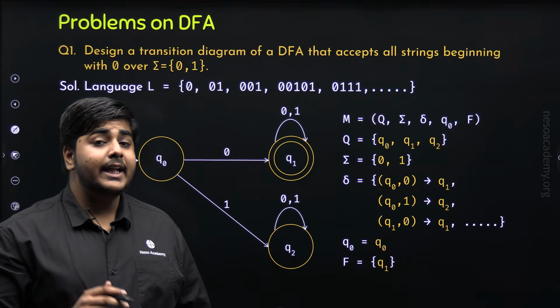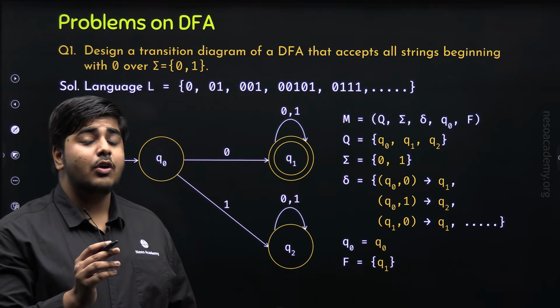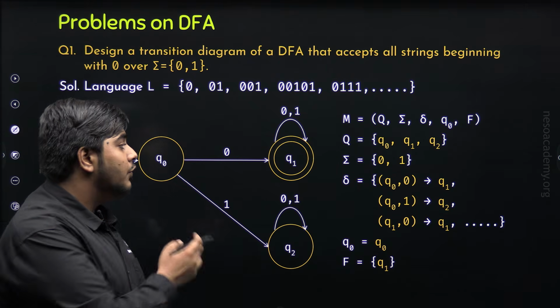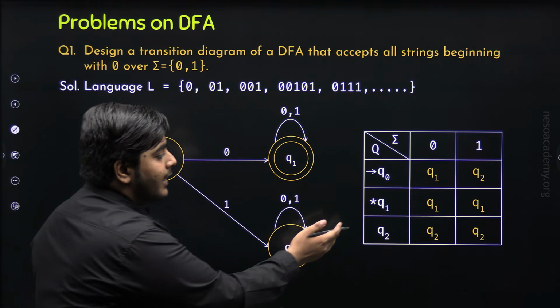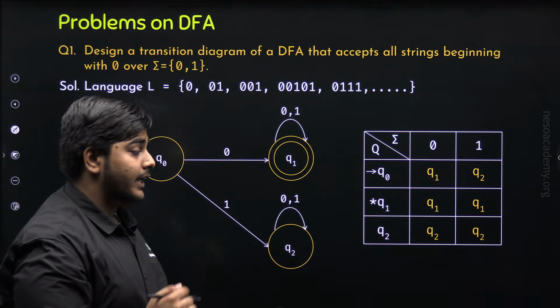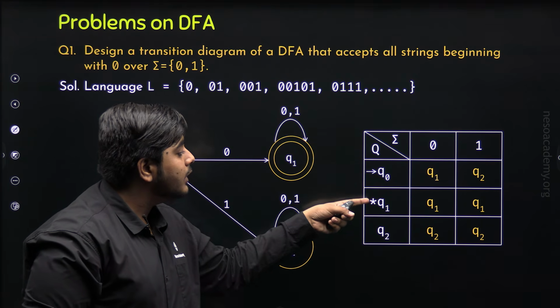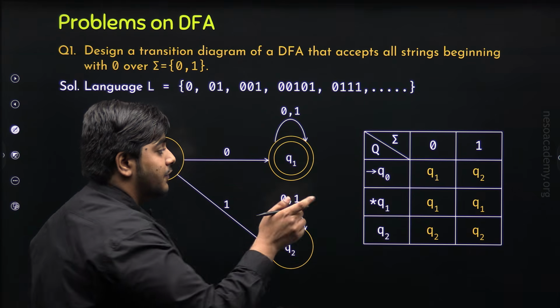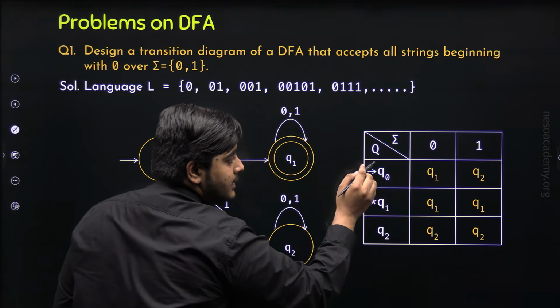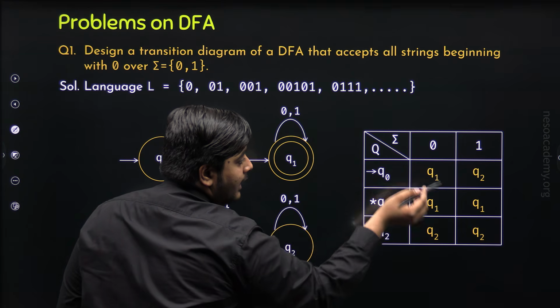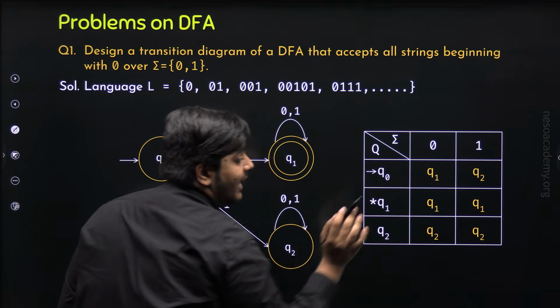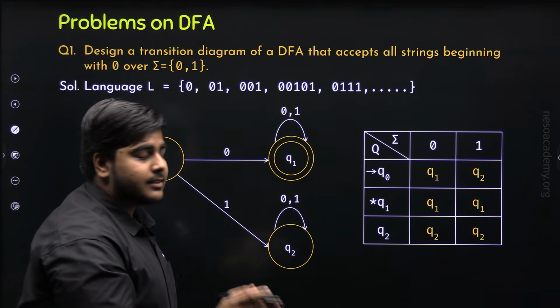Now we will quickly understand the construction of the transition table for this DFA. Here is the transition table of this DFA. In the first column, I have written the states that are Q0, Q1, and Q2. In the first row, I have written the input symbols that are 0 and 1. And in the remaining cells, I have written the next states.